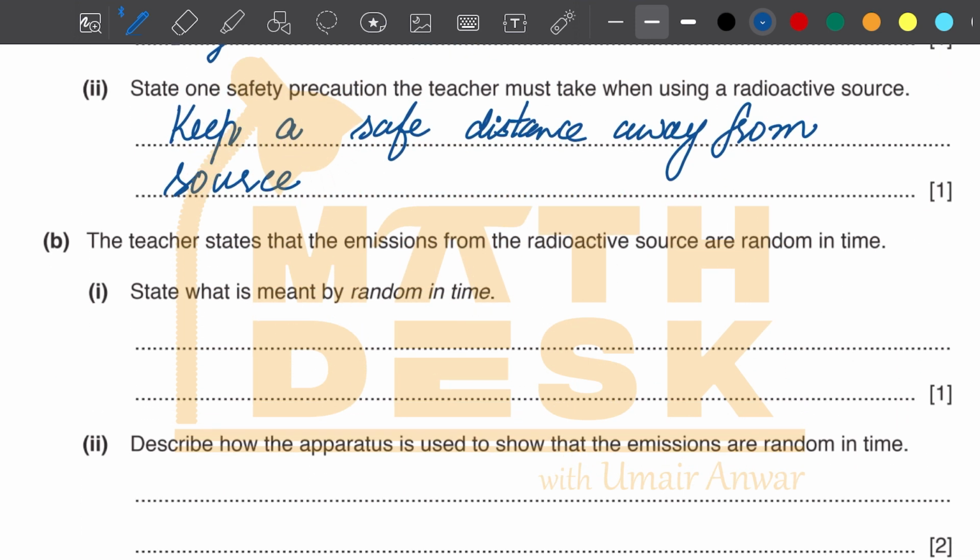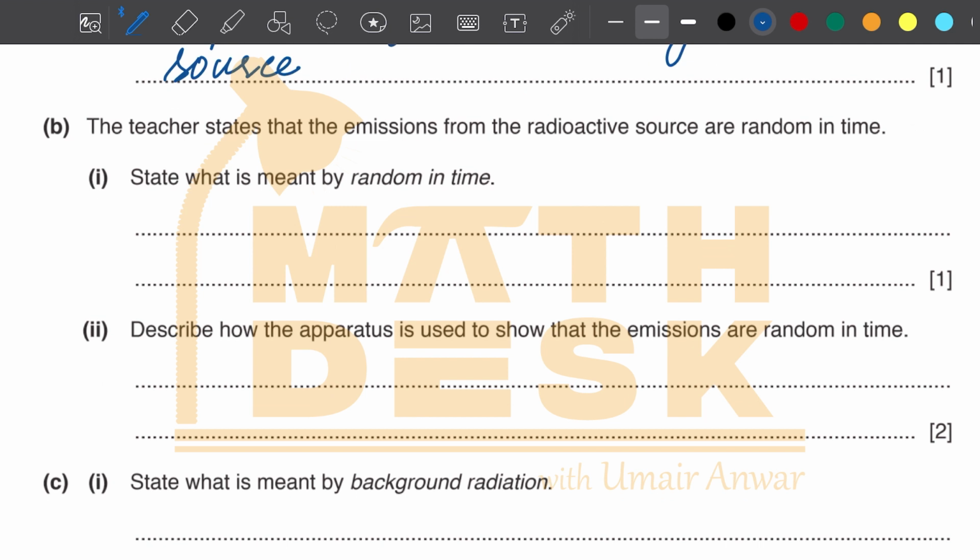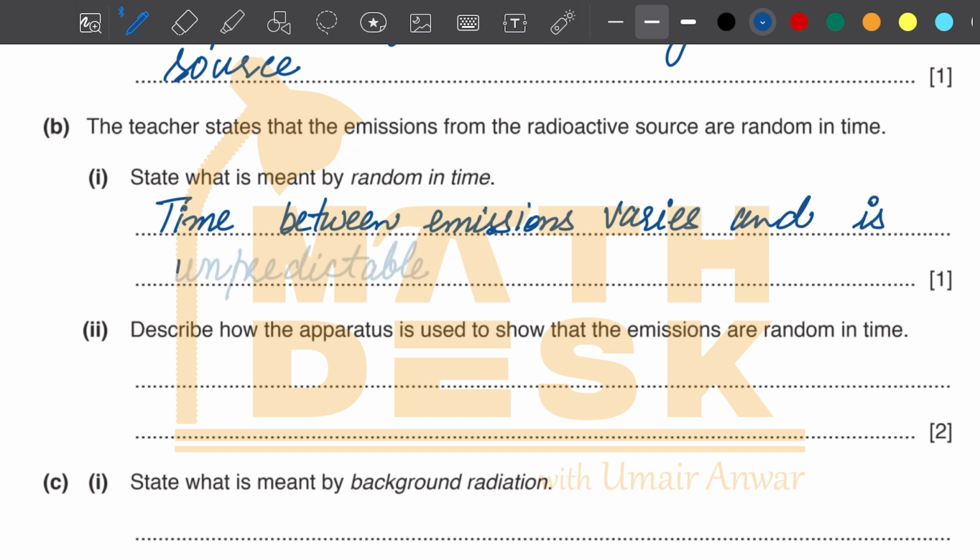The teacher states that the emissions from the radioactive source are random in time. State what is meant by random in time. So randomness could be described as the time between emissions varies and is unpredictable. So there is no constant pattern between the radiations and the emissions.